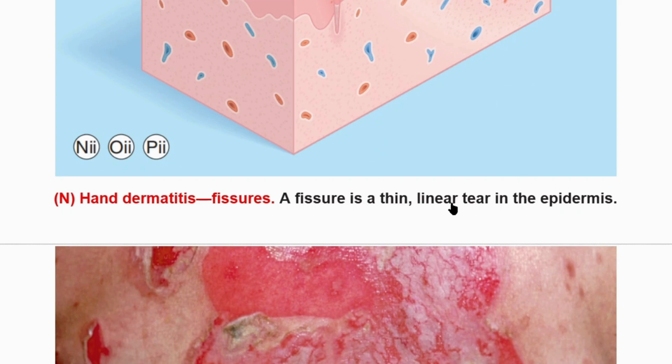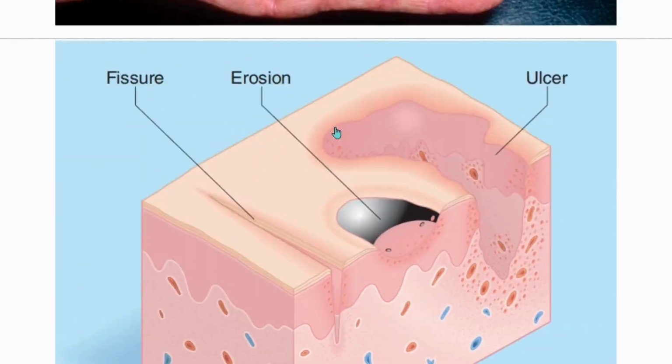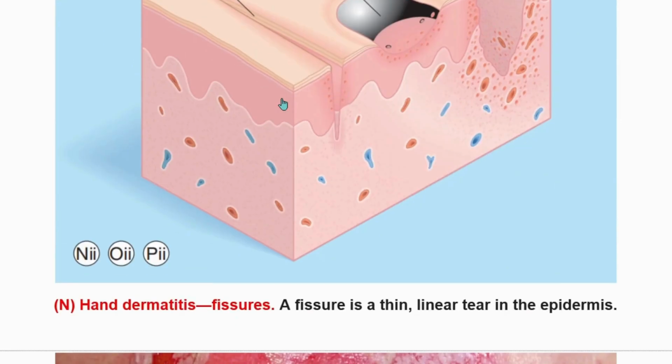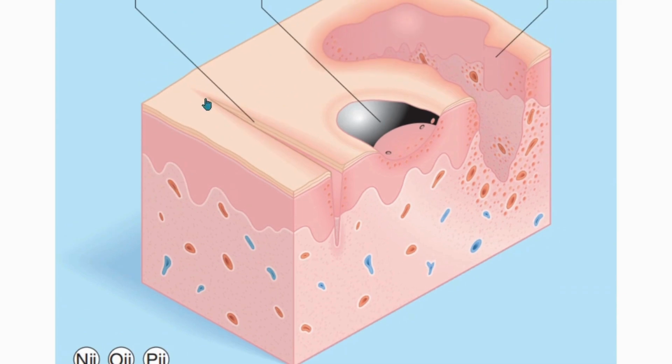A fissure is a thin linear tear in the epidermis. As we can see here, we can see fissures in the skin of these patients with eczema, or hand dermatitis. We can see the fissure also in this diagram.